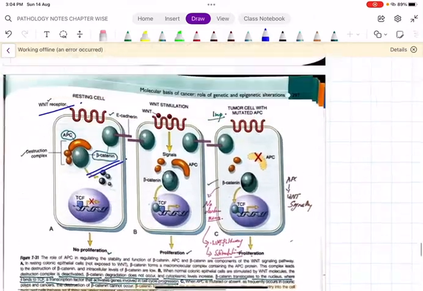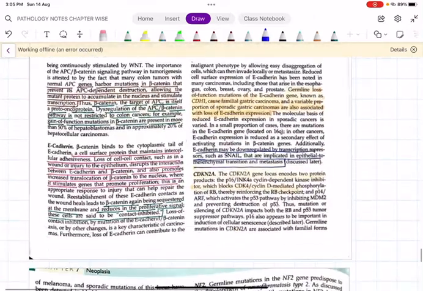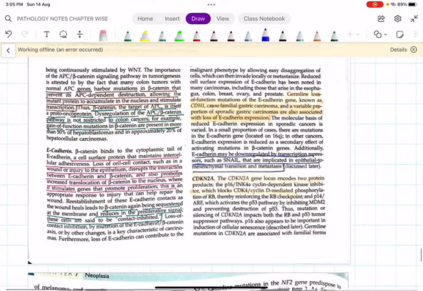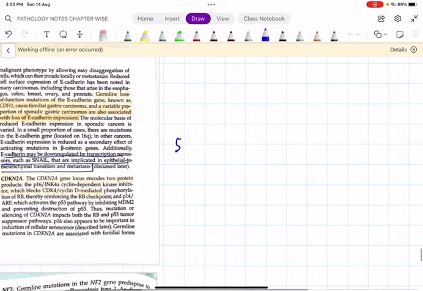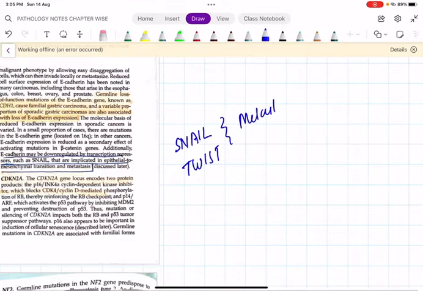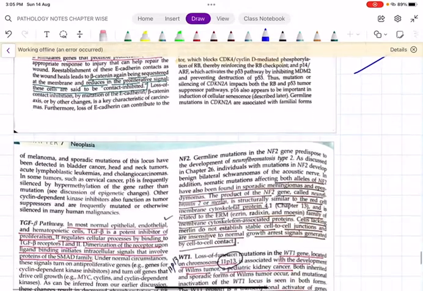Then we have E-cadherin, which is mainly involved in breast cancer. Just remember that. And we have two genes, one we call snail. I will explain, this is metastasis also. And another one we call twist. These are the two genes which promote metastasis. Then CDKN2A, I have already told you.